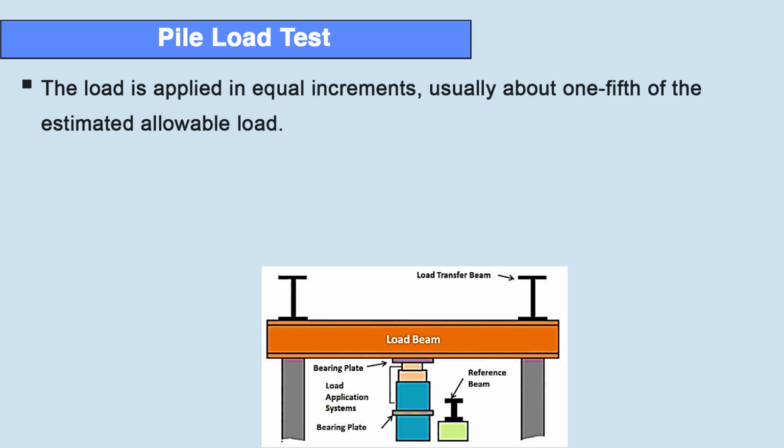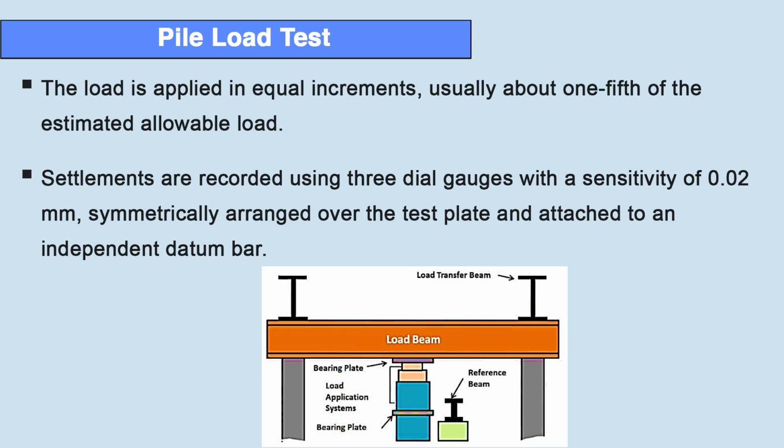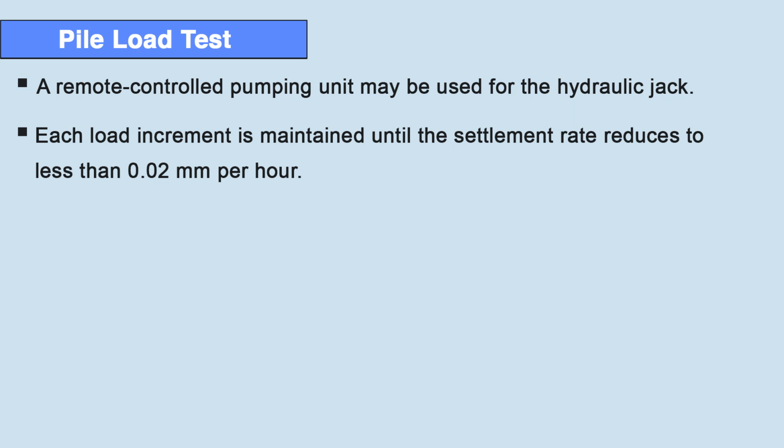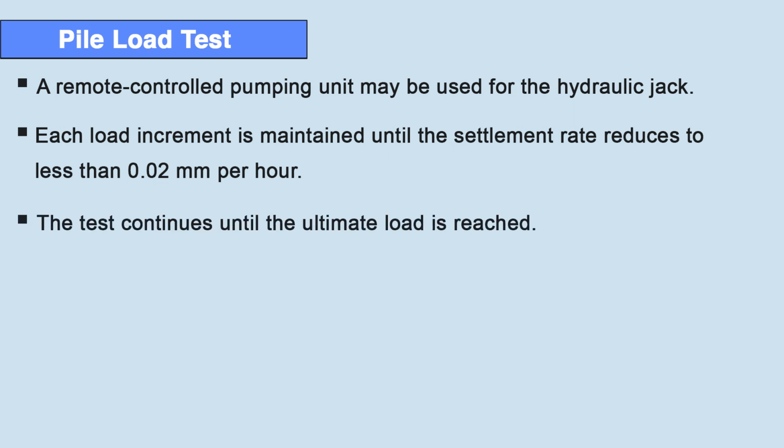The load is applied in equal increments, usually about 1/5 of the estimated allowable load. Settlements are recorded using 3 dial gauges with a sensitivity of 0.02 mm, symmetrically arranged over the test plate and attached to an independent datum bar. A remote controlled pumping unit may be used for the hydraulic jack. Each load increment is maintained until the settlement rate reduces to less than 0.02 mm per hour. The test continues until the ultimate load is reached.